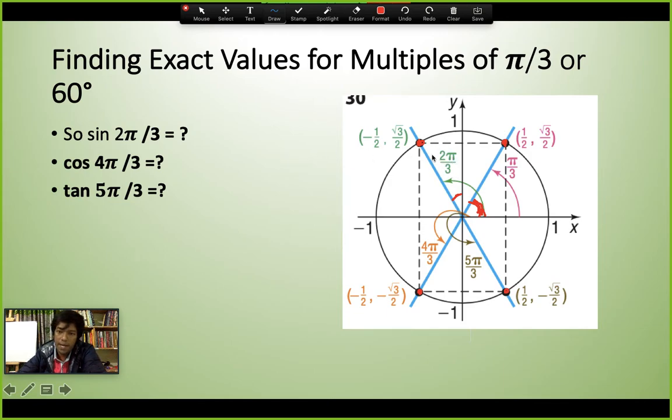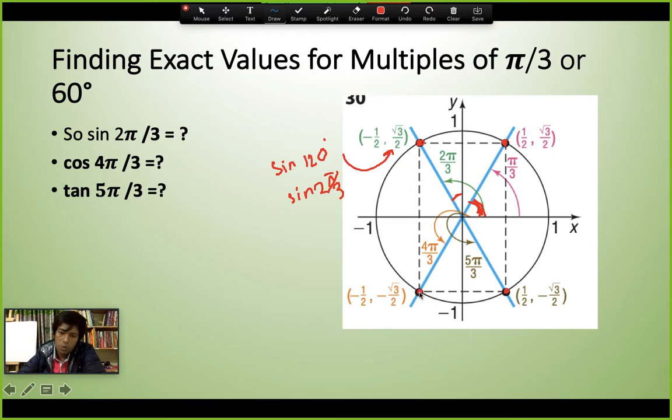So if someone asks you now, what is the value of sine 120 degree? Then what will the answer be? The answer will be root 3 by 2. Or if someone asks you this way, sine 2 pi by 3 equals what? Then your answer will be the same. Same question, cosine 2 pi by 3 will be minus 1 by 2. So this point actually helps us in many ways.